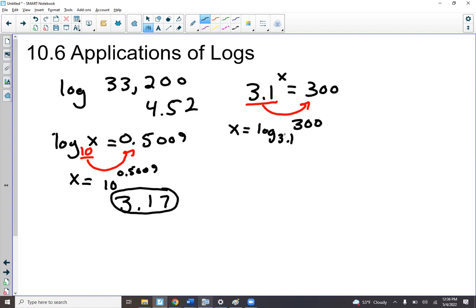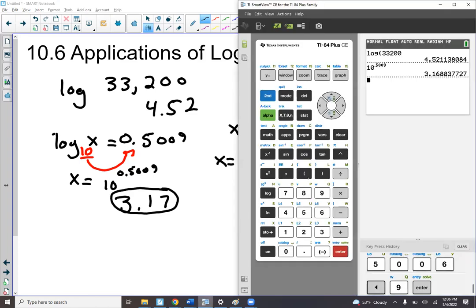But we have to remember, we don't have a button for log base 3.1. So we have to rewrite it using the change of base formula, which means it's going to look like log 300 divided by log 3.1. That's how you have to put it in the calculator. And I'll show you in the calculator. Log 300, close the parenthesis, or you're going to make a mistake, divided by log 3.1. So your answer is 5.04.